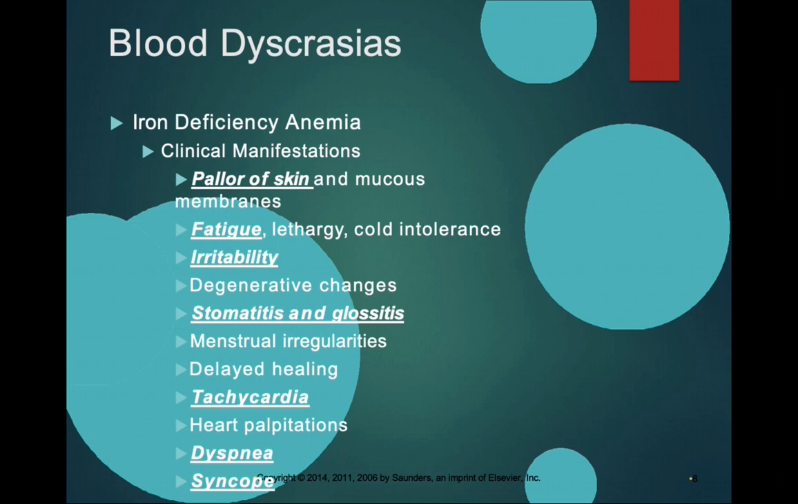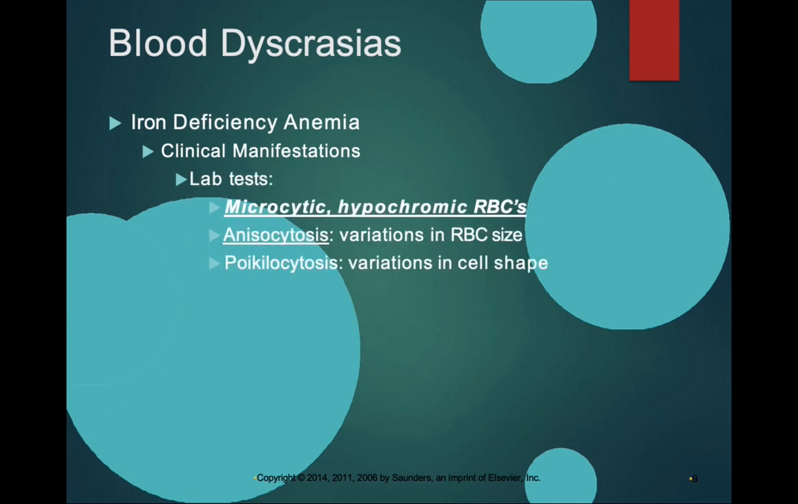Dyspnea, which is difficulty in breathing. And this is a new word, I don't think you've heard of this one yet. Syncope. Syncope is fainting, like unexplained fainting is called syncope. On lab tests, again, you'll see microcytic hypochromic red blood cells, again, smaller and less color.